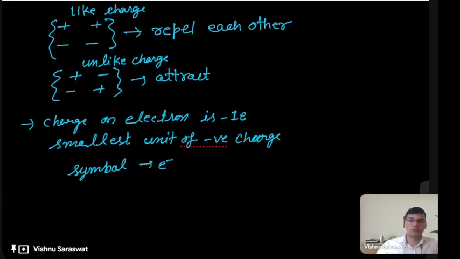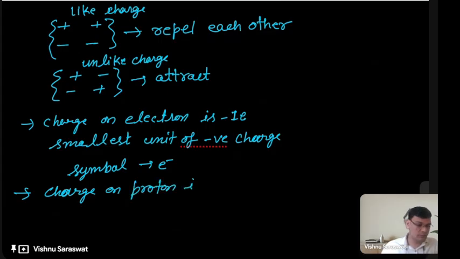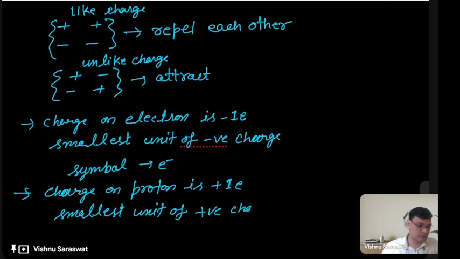But when we talk about the proton, the charge on proton is plus 1 electron, and this is the smallest unit of positive charge, and the symbol it is represented as is proton plus.